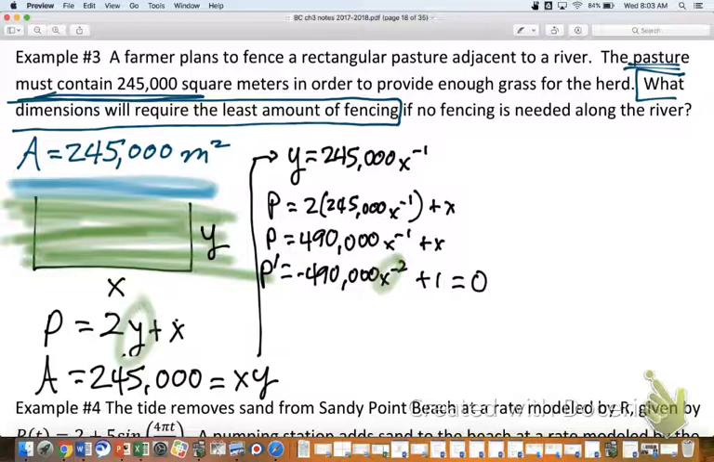Why could we ignore that in this case? Yeah, there would be no place for the cows, right? If x is 0, there's no area, right? That would actually be a minimum, wouldn't it? We're trying to have the least amount of fencing, not the least amount of area, right? Okay, so I'm going to set this equal to 0.